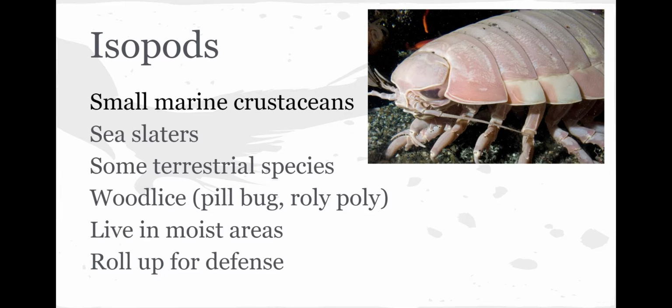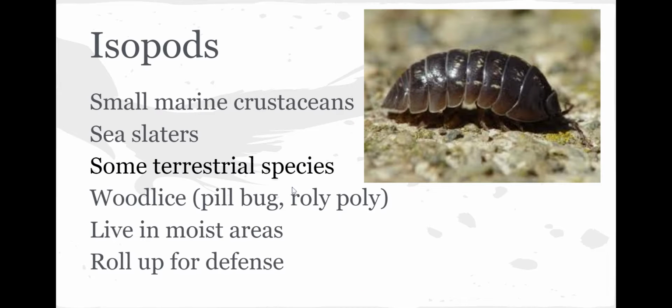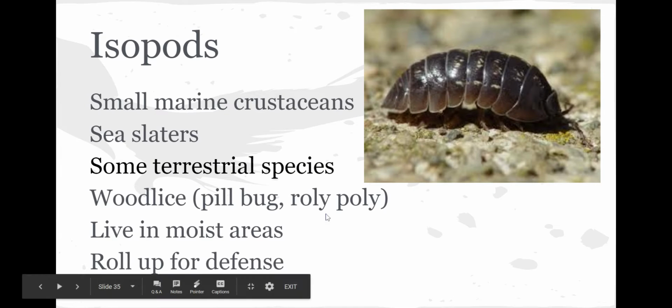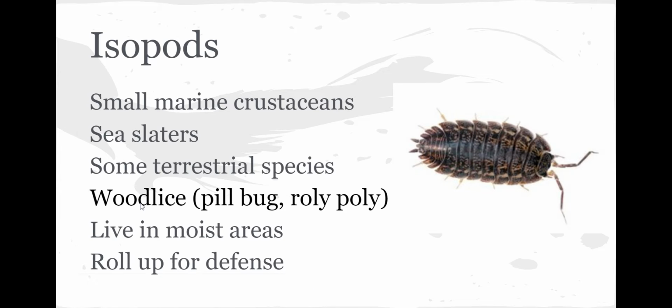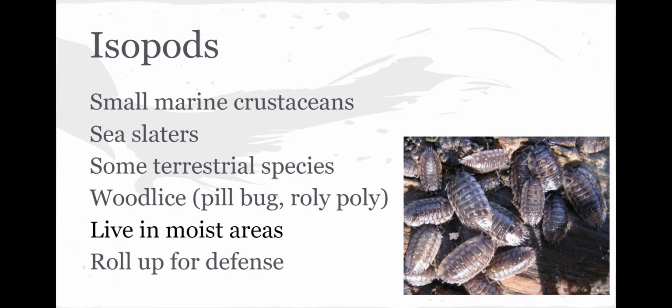And then lastly, we have our isopods. Isopods are very small marine crustaceans. An example would be things like the sea slaters. There are a few terrestrial examples, like the standard pill bug or roly-poly. Their real name is woodlice. These guys are considered isopods, but they do live on land. They usually live in moist areas, like possibly underneath rotting logs.